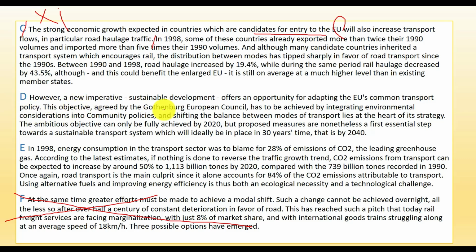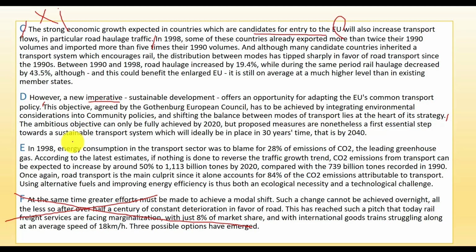However, a new imperative, sustainable development, offers an opportunity for adapting the EU's common transport policy. This objective, agreed by the Gothenburg European Council, has to be achieved by integrating environmental considerations into community policies, and shifting the balance between modes of transport lies at the heart of its strategy. Okay, it's about an imperative and also something to be decided.